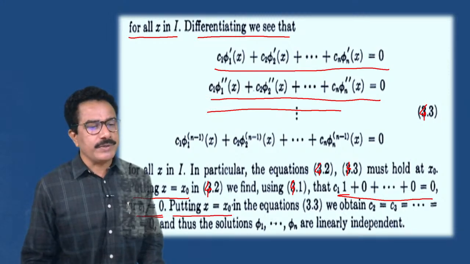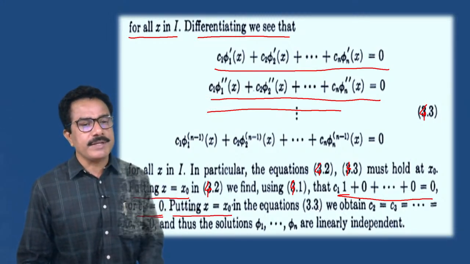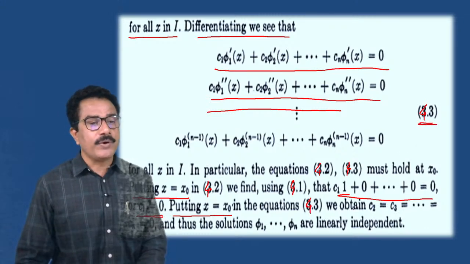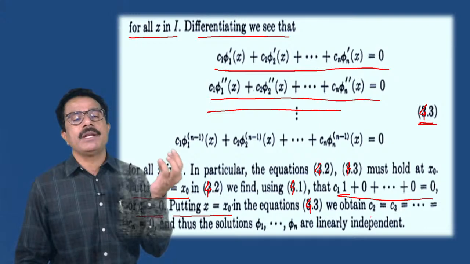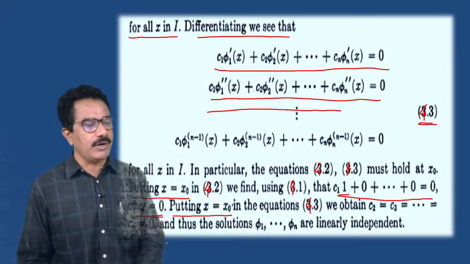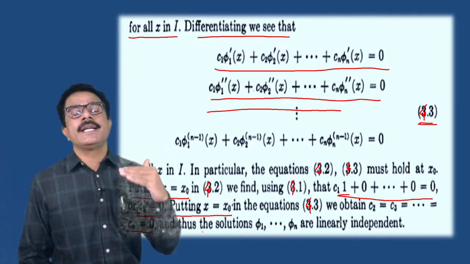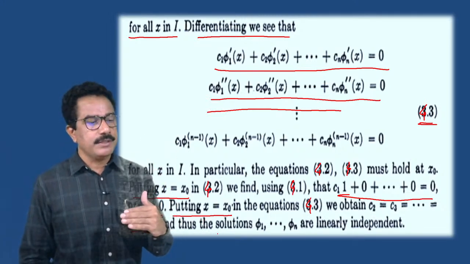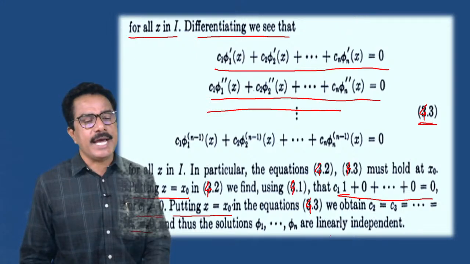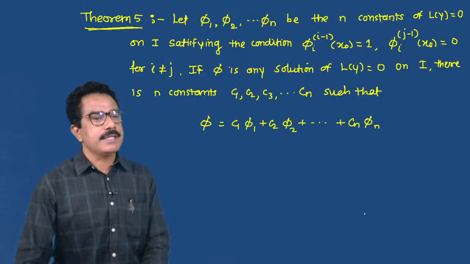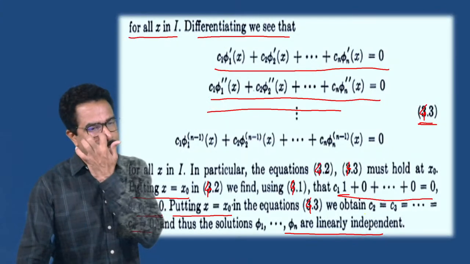Putting x is equals to x naught in the equation 4.3, then we obtain the values of C1, C2, C3 dot dot dot Cn, and thus we get the particular solutions. The phi 1, phi 2, phi 3 are the linearly independent solutions. Okay, thus we can obtain the linearly independent solutions.